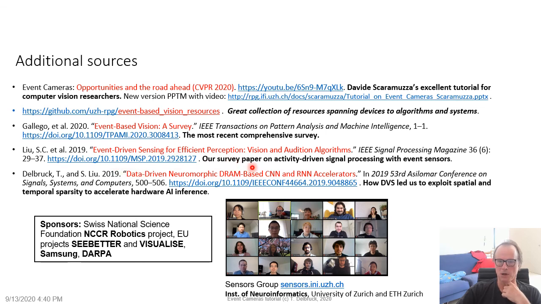One of them is this paper called Event-Driven Sensing for Efficient Perception: Vision and Audition Algorithms. It appeared in IEEE Signal Processing Magazine. It's kind of written for beginners, but it has some new experimental results in it on our survey on activity-driven signal processing with event sensors. I came up with a fundamental new result on the power delay product for event camera vision versus frame camera vision. So take a look at that. I'd love to get some feedback on that. And finally, all this work on these event sensors turned us towards data-driven neuromorphic DRAM-based CNN and RNN accelerators. These are neuromorphic inspired in terms of they exploit sparsity, but they tell us how DVS led to exploiting spatial and temporal sparsity to accelerate hardware AI inference.